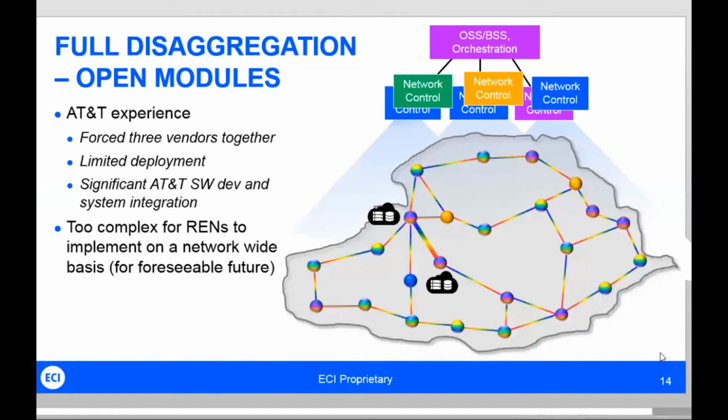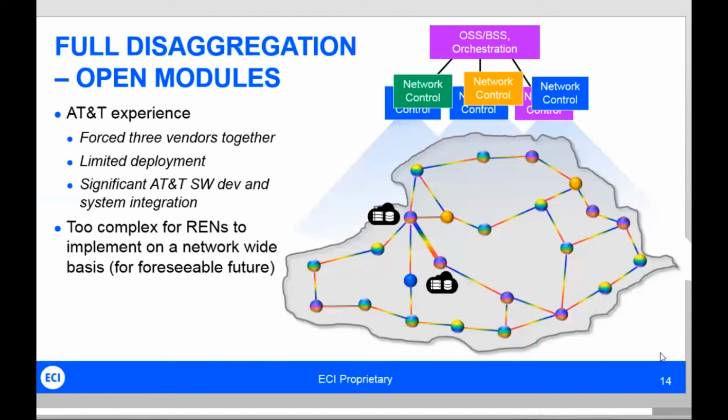And it did work, but it took what even AT&T reports was significant software development and system integration effort. And what I would maintain is, for this highest level of disaggregation, it's probably at this stage something that would be too complex for RENs to consider implementing, at least on a network-wide basis, and I would say for the foreseeable future. Just the amount of network integration and testing that needs to take place probably prohibits that from being a successful path in the near term.